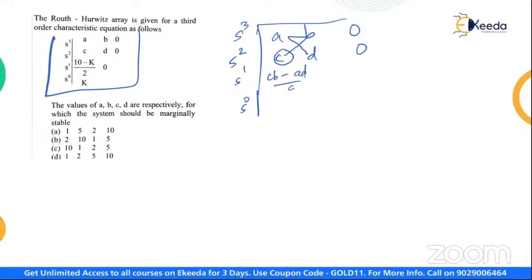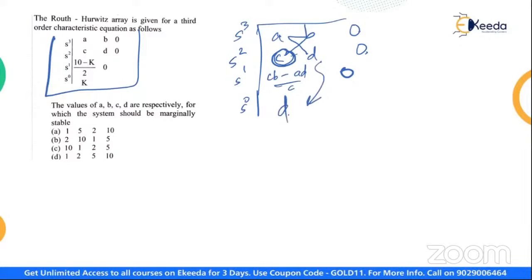Now, next one. C into 0 is 0, A into 0 is 0, upon C is nothing but 0. So the next one is going to be 0. Is that correct? Yes. And the last one here is going to be how much? CB minus AD into C upon this one is nothing but D. Correct? This D will get copied here.